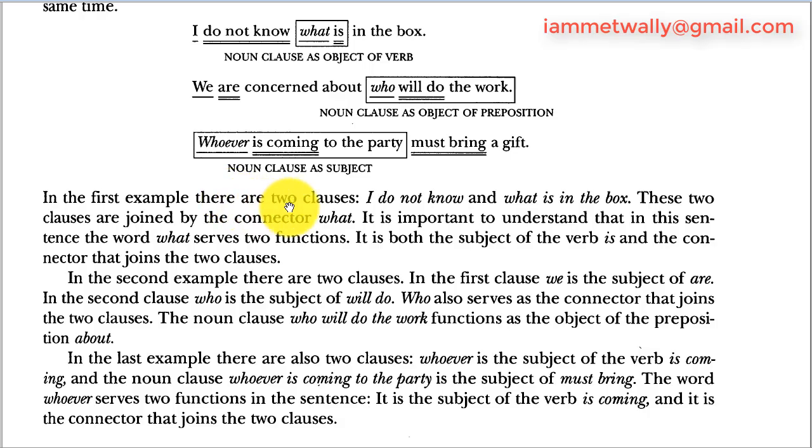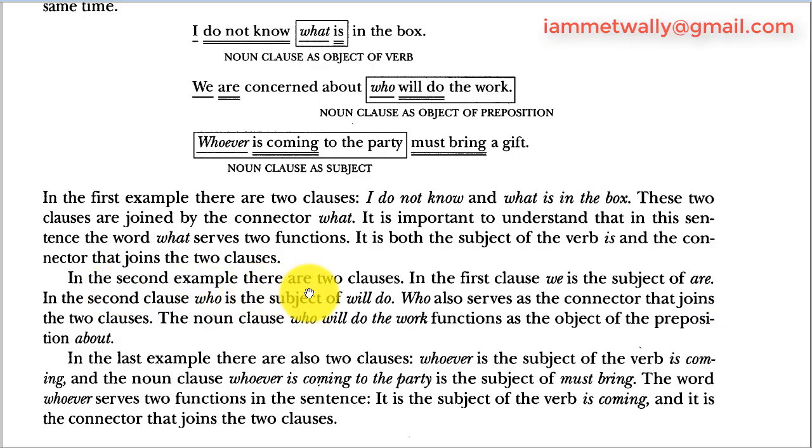In the first example there are two clauses: I don't know, and what's in the box. I don't know what's in the box. These two clauses are joined by the connector what. It's important to understand that in these sentences the word what serves two functions. It is both the subject of the verb is and the connector that joins the two clauses. Here, this what is the subject of the verb next to it, and all together it's the object of the verb know. So number one, it's just a connector, and number two, it's the subject of the verb is, and together with the noun clause it is the object of the verb know.